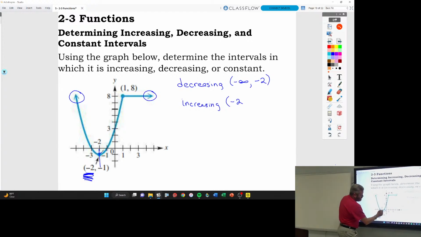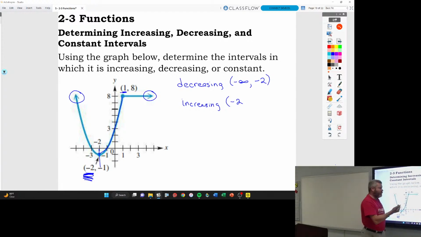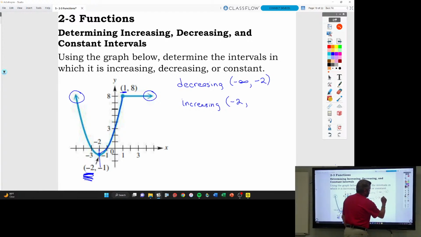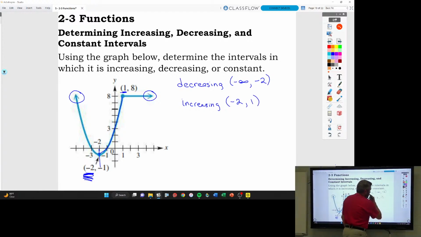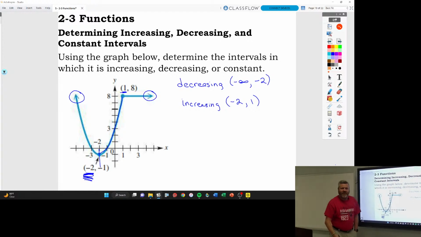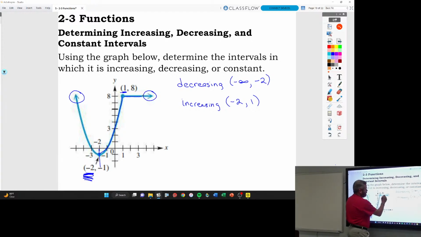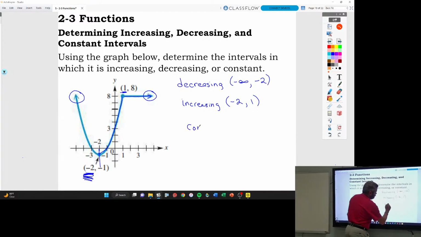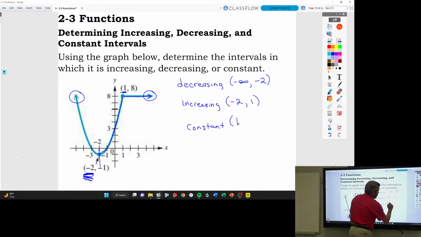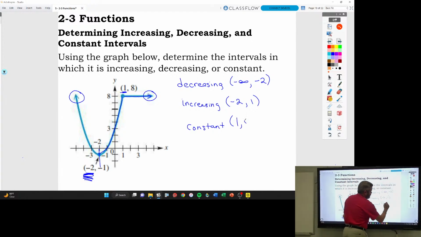So it's going up, it's going up, and all of a sudden, boom, it stopped going up. Where did it stop going up? Well, it stopped going up at 1. So it quit increasing at 1. Because the instant that graph, the x value, hit 1, it became flat. And it goes flat forever. So it becomes constant. So this graph is constant from 1 to forever, infinity.